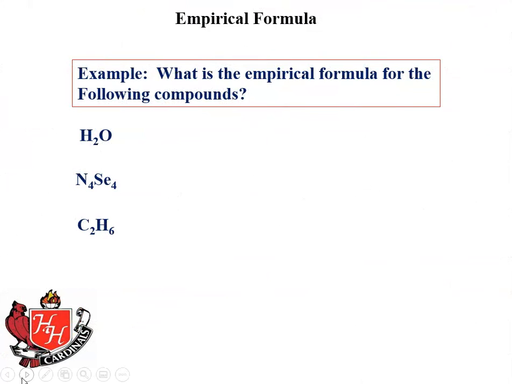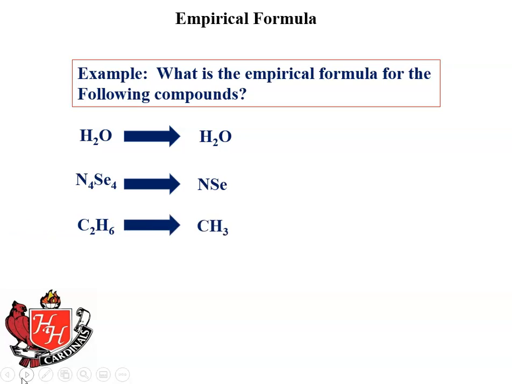Okay, so what are the empirical formulas for the following compounds? So for H2O, it's already reduced as far as you can reduce it. It's 2 hydrogens to 1 oxygen, so that's H2O. For N4Se4, you can reduce that down; you divide through by 4 and you get NSe. In other words, there's 1 nitrogen for every selenium atom. And C2H6, the empirical formula is CH3. So there's 1 carbon for every 3 hydrogens. Again, there's no CH3 molecule, there's no NSe molecule, but that's just showing the smallest whole number ratio of the elements in that particular molecule.